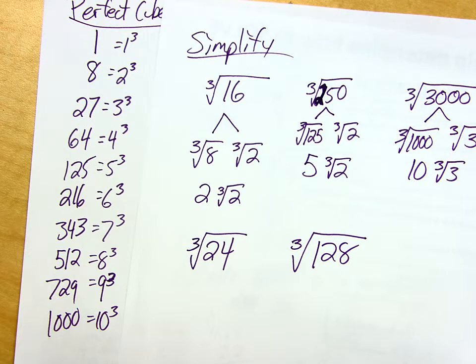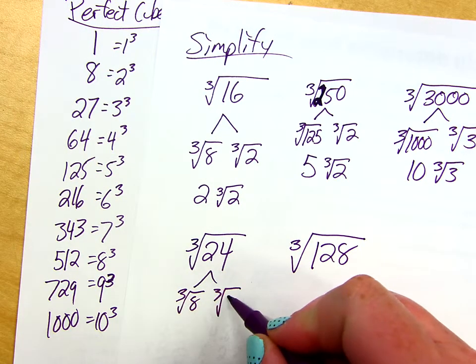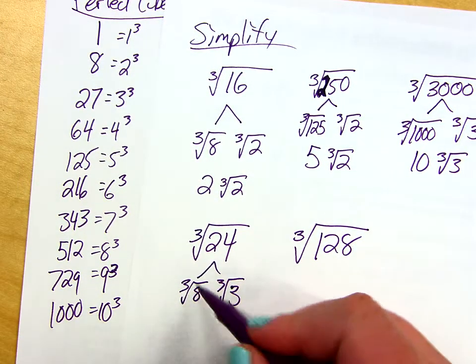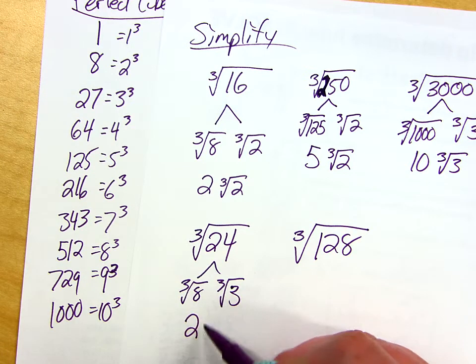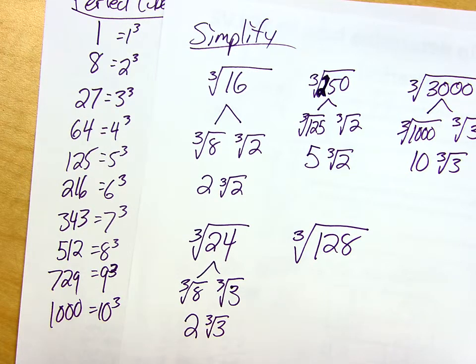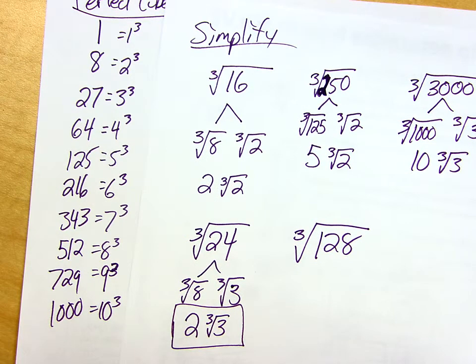Okay, ready to try? So let's look at the first one, 24. 24 is not a perfect cube, but if I look at my list, the biggest number in that list that divides evenly into 24 is 8. So this one will split up into the cube root of 8 times the cube root of 3, right? Because 8 times 3 is 24. I know the cube root of 8, it's just 2. And then the cube root of 3 stays as it is. That's it. Did you get it? Did everybody get 2 cube root of 3?